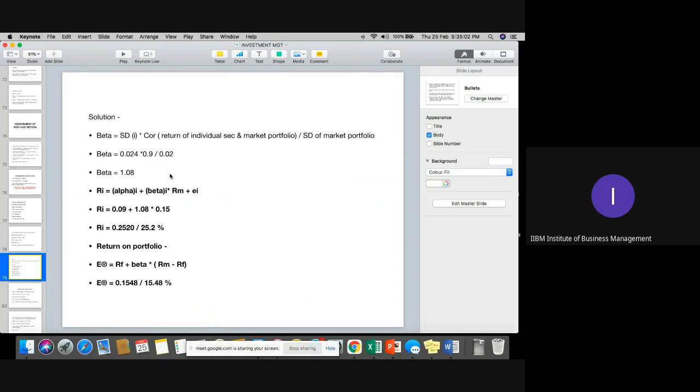Now what does 1.08 indicate over here? That your stock is comparatively risky as compared to the average risk, or you could say more risky as compared to the average risk of the market. You remember beta is 1, beta less than 1, beta more than 1. Yes, students?